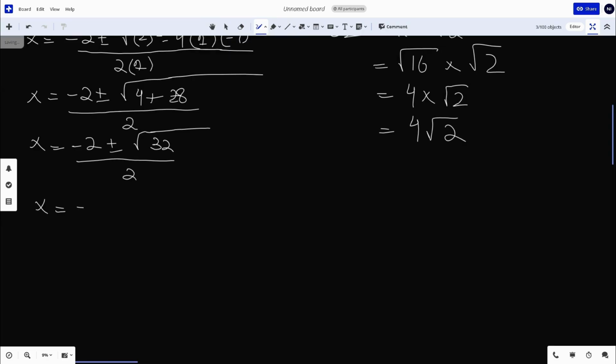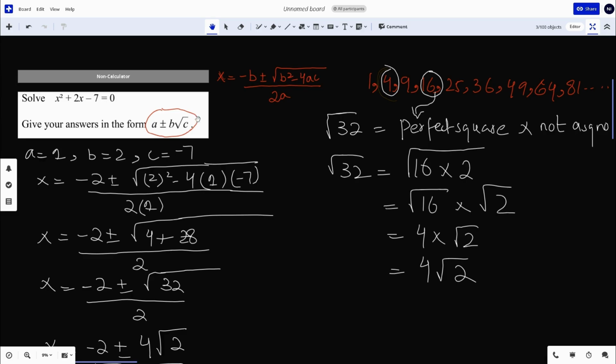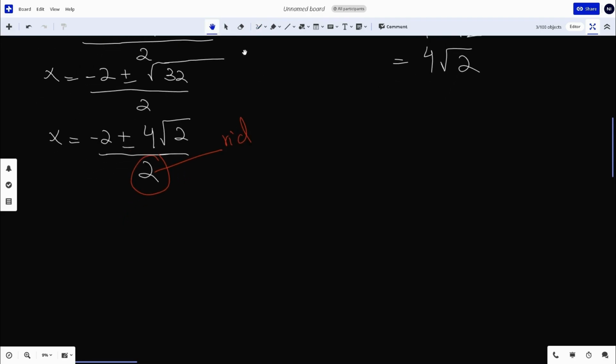Place 4 square root 2 in the place of the square root of 32, just replace it. So x equals -2 plus minus 4 square root 2, divided by 2. Clear? But if you look back at the question, you need a plus minus b square root c. In the start, I told you that you don't add anything in the denominator. This means I have to get rid of this 2. So how can I get rid of this 2?